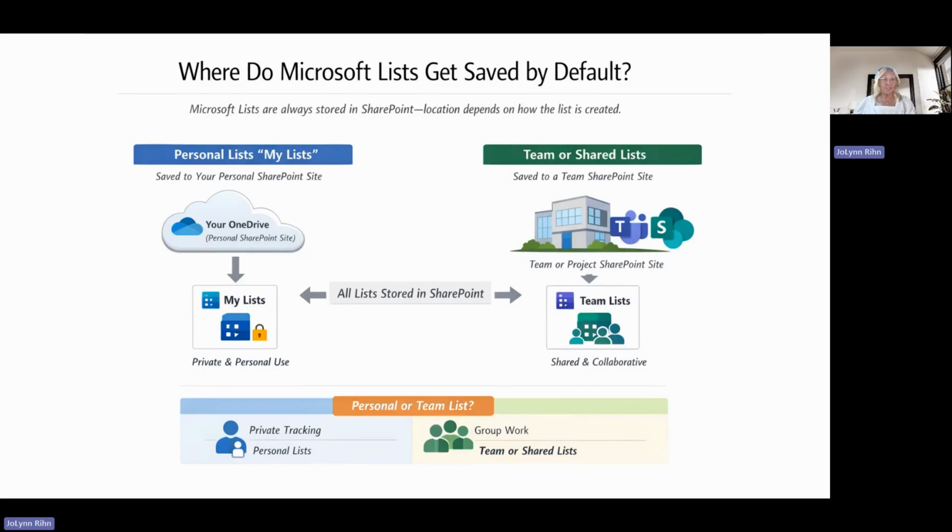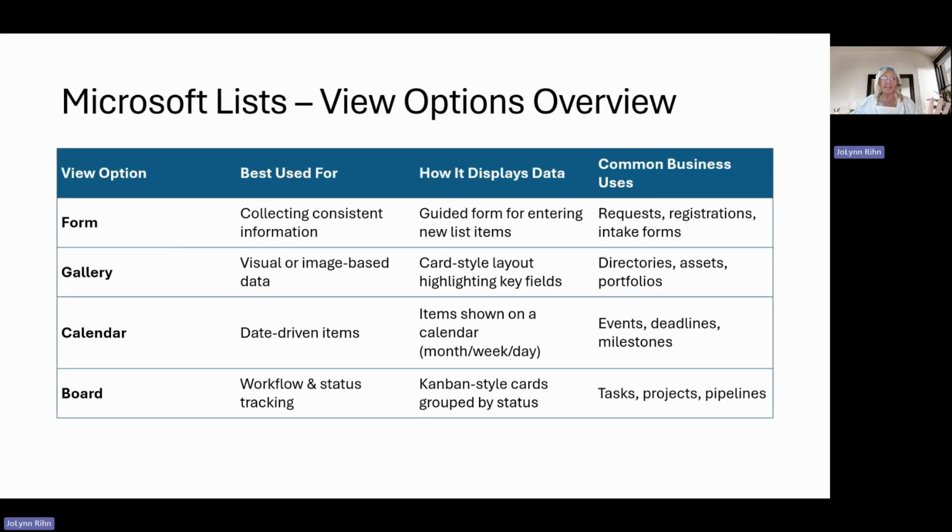Attachments are stored in lists. Well, I should say attachments that are stored in a list, because we could have a column that is an attached file. That's also stored in the SharePoint site. So lists are stored in SharePoint, either your personal SharePoint site called My Lists or a team SharePoint site when it's created and saved within the team. Okay, I just want to make sure everybody had that understanding.